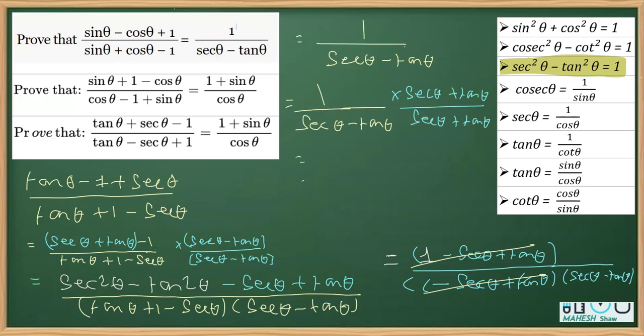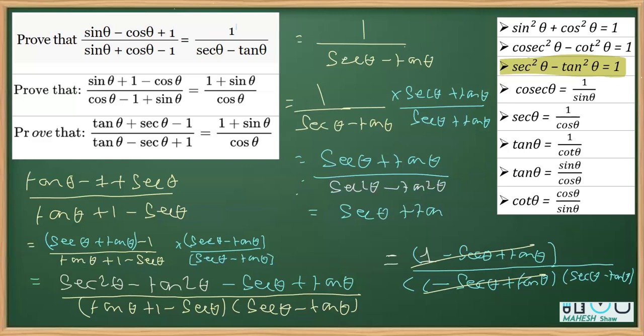So what you'll get in the numerator is 1 multiplied by sec theta plus tan theta, which is sec theta plus tan theta only. And the denominator is what? Sec square theta minus tan square theta, which again I can write as 1, right? Sec square minus tan square can be written as 1. So any number divided by 1 is the number itself. So we'll say that this is equal to sec theta plus tan theta. So now let's see, we got sec theta plus tan theta also.